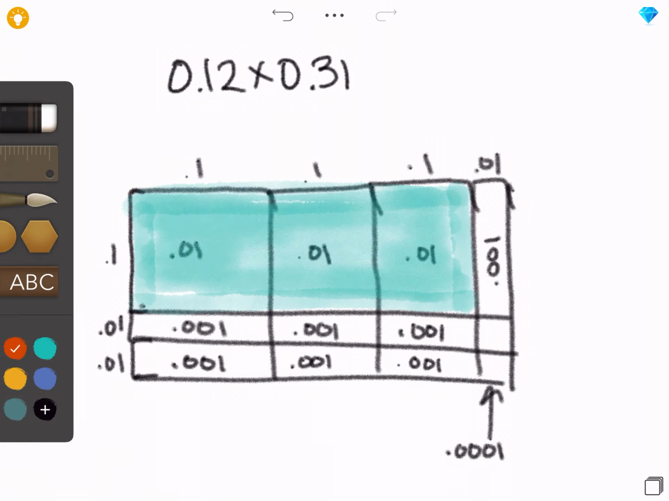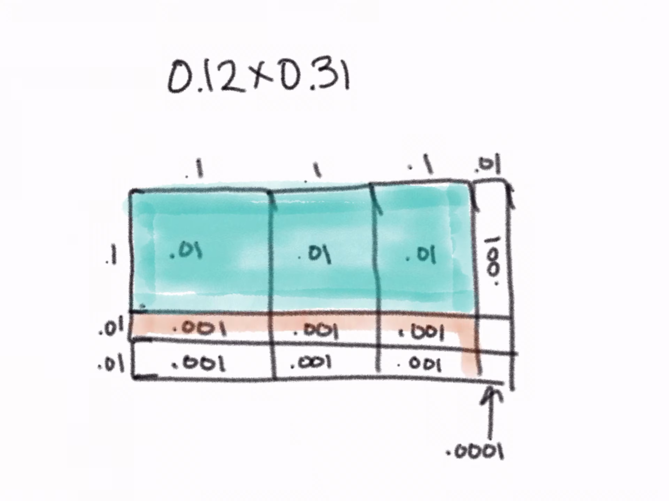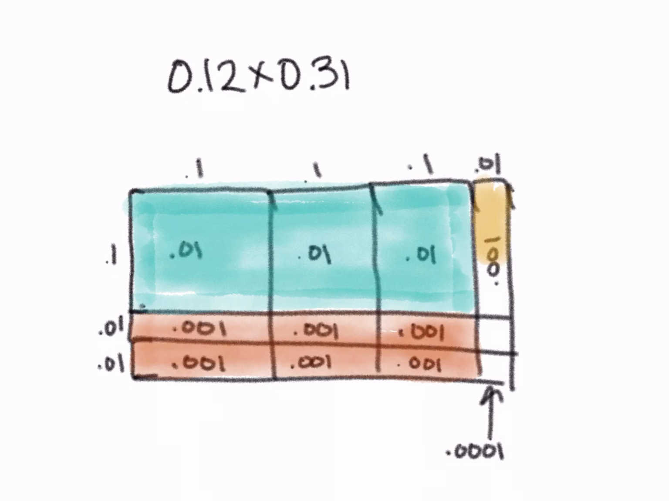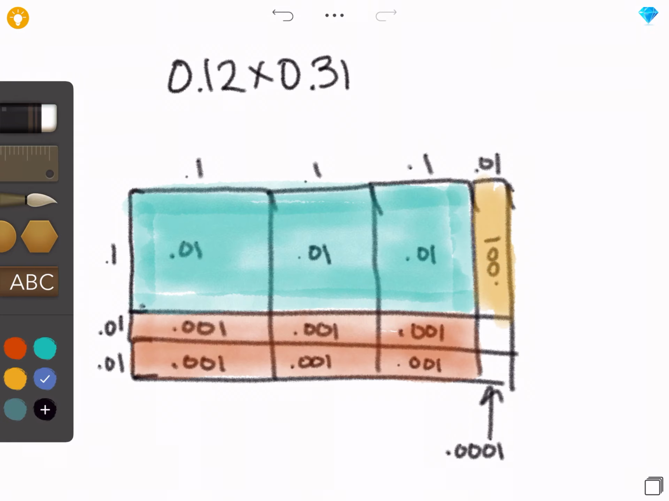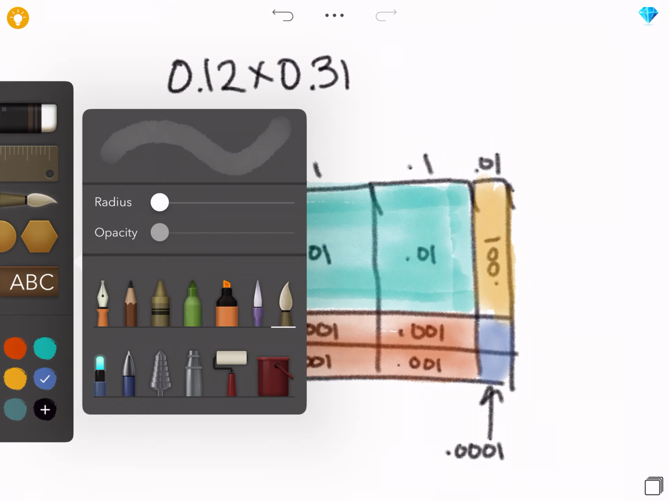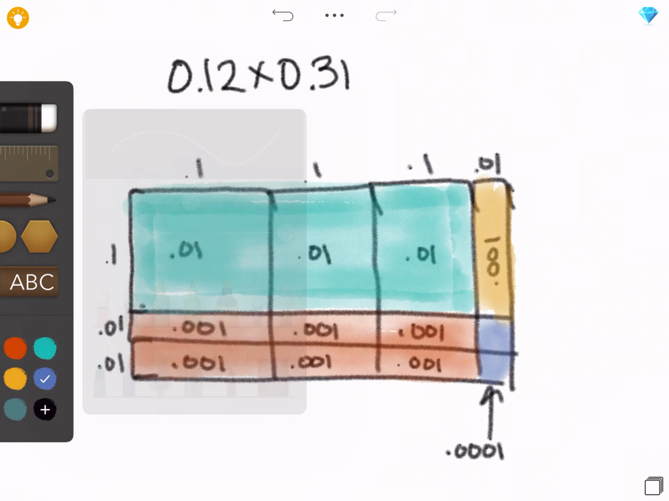I'm going to make this bottom section reddish. My other bar over there yellow. And the two in the bottom corner will be dark blue. And that way, when I go to add everything up, I can kind of color coordinate. So I am adding up all of these sections.